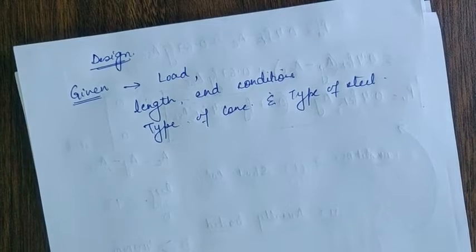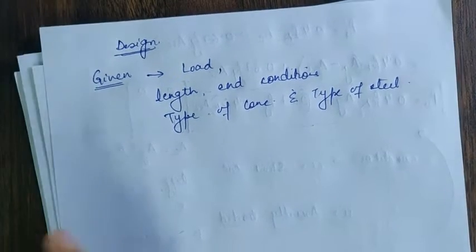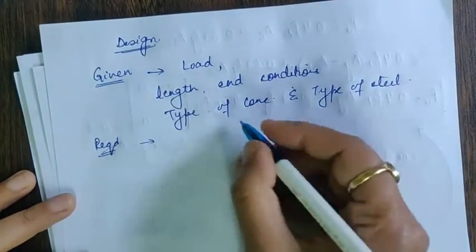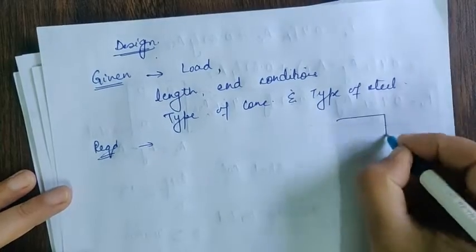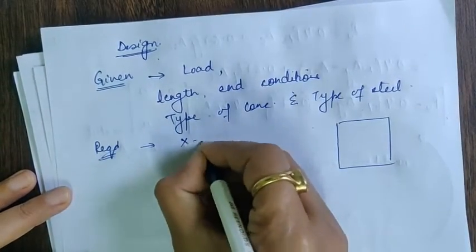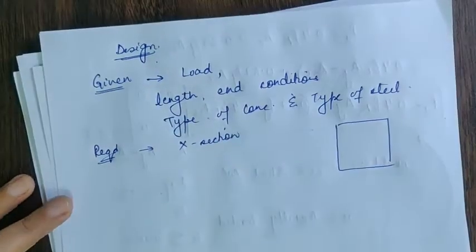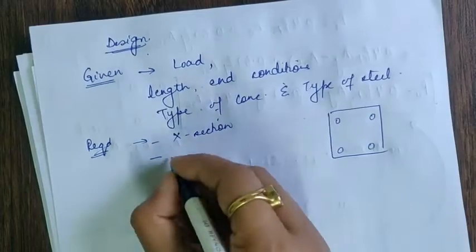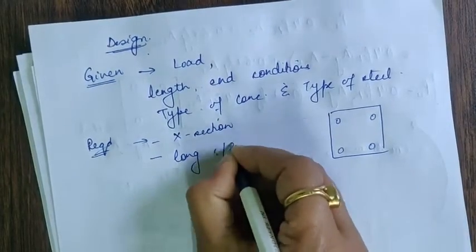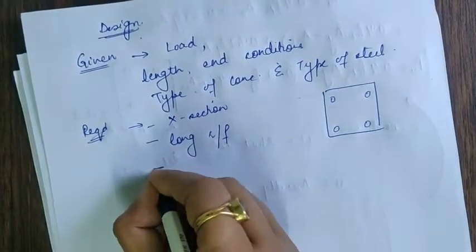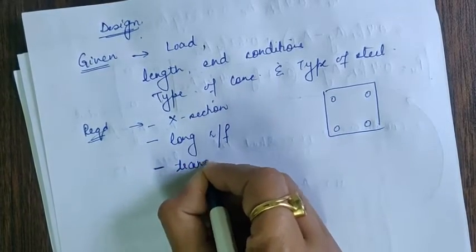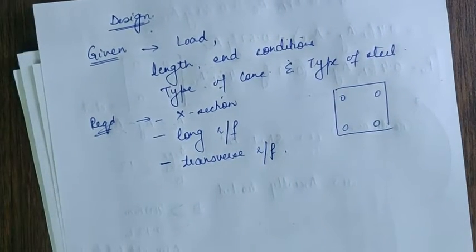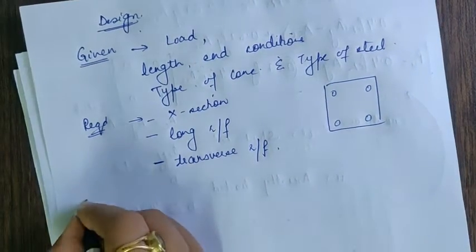So what will be the steps? What will be required? If I am to design a column, I must finalize the cross section. So the cross section I need to find out. Then I need to find out how much should be the longitudinal reinforcement. Then thirdly, how much should be the transverse reinforcement. Is it okay? Clear? Now what is the procedure?